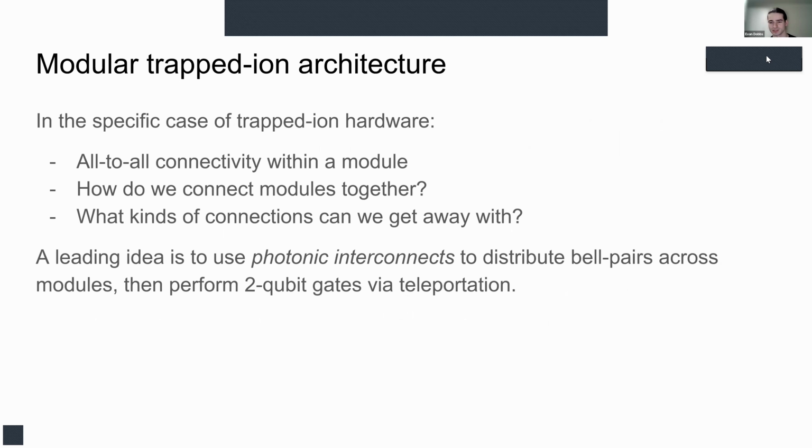Specifically in the case of IonQ, we have trapped ion hardware. So normally you have all-to-all connectivity on a single device. The moment you move to a modular architecture, you're kind of losing this. So now you need to rethink what kind of connectivity you have. You have all-to-all connectivity within a module, but then what do you have between modules?